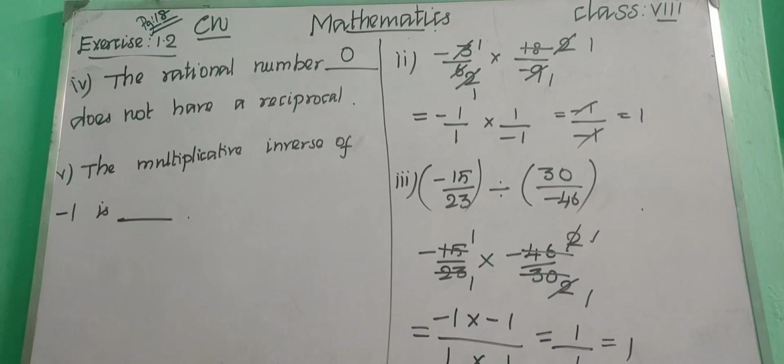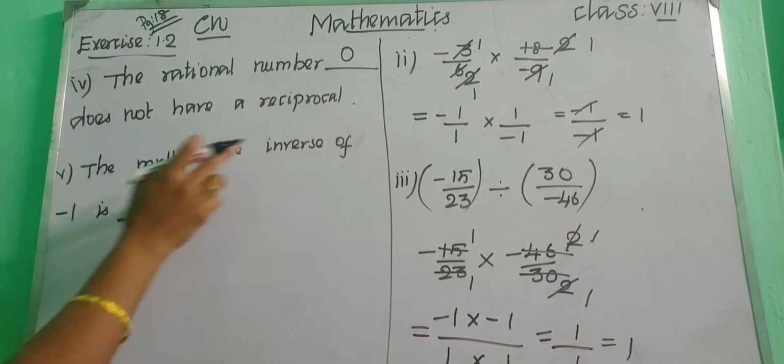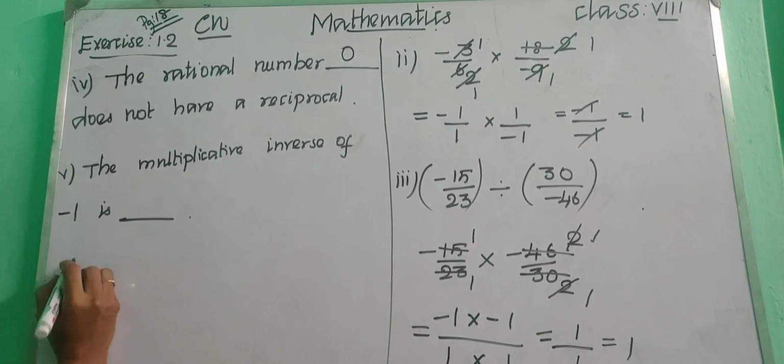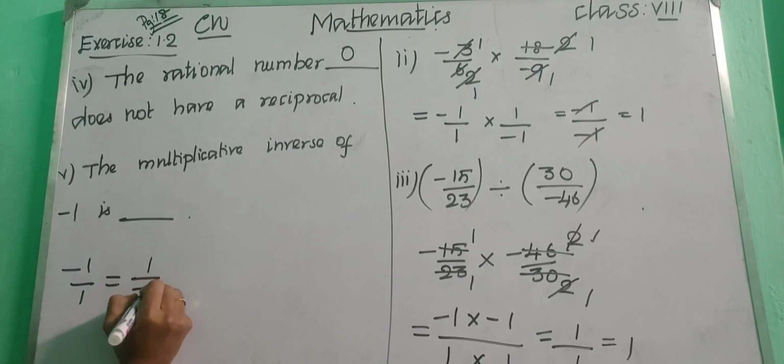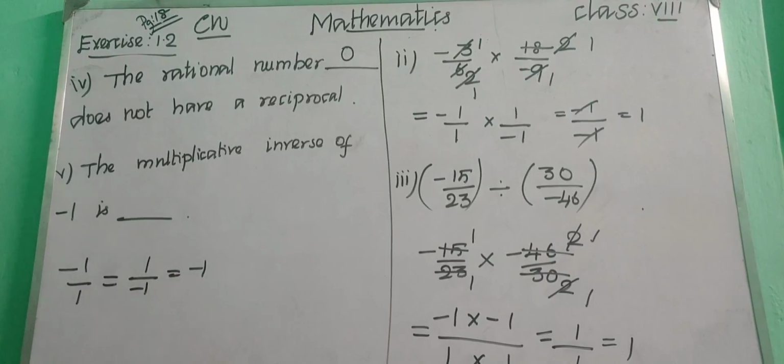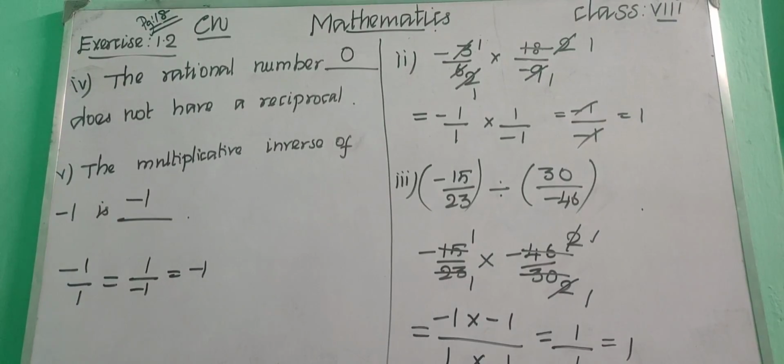Write the answer. And then the fifth one, the multiplicative inverse of minus 1 is, see, minus 1 upon 1. What is the reciprocal for this? 1 upon minus 1. We get the same answer. So what is the answer? Minus 1 is minus 1. So the multiplicative inverse of minus 1 is minus 1. Okay children, copy this in your classwork notebook.